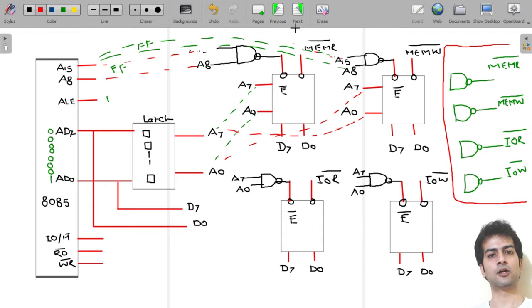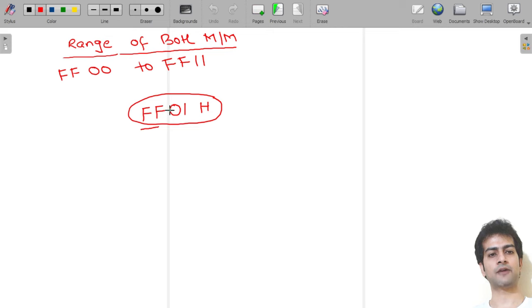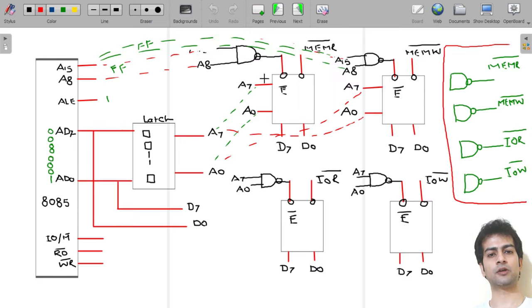Okay, fine. Now you will say, sir, this FF01 address is in this memory also and in this memory also, so simultaneously both memories will get activated. No, it is not the case. Why?